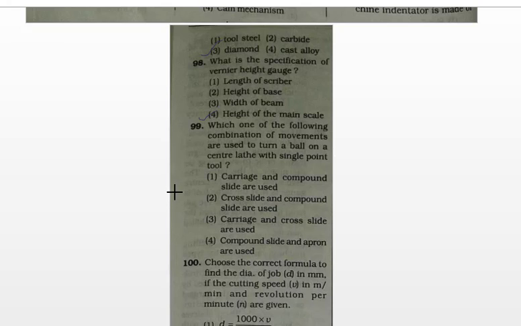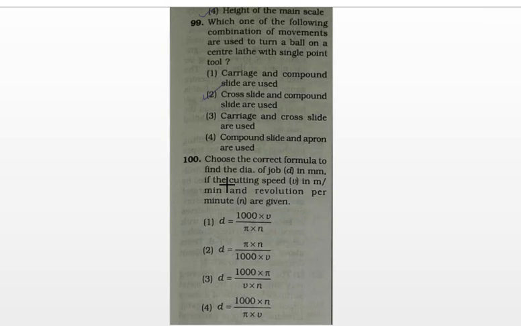Which one of the following combinations of movements are used to turn a ball on the center lathe with single point tool? Cross slide and compound slide are used. Choose the correct formula to find the diameter of job D in mm if the cutting speed V in meters per minute and revolutions per minute n are given. D equals 1000 times V divided by pi times n.